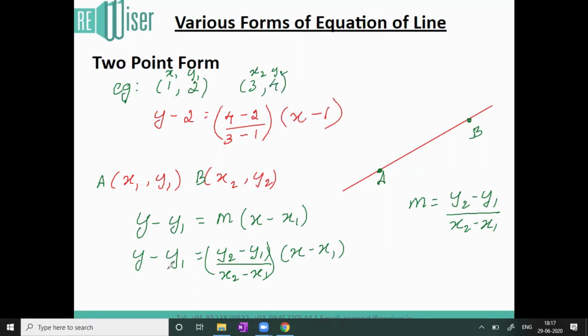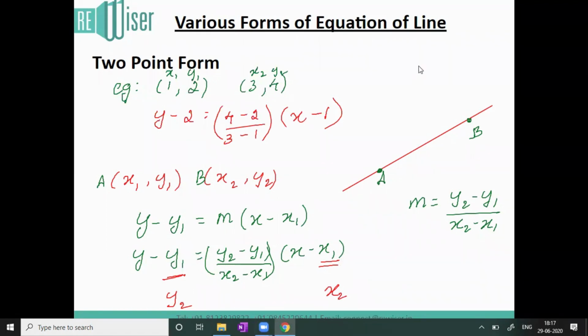It is not necessary that you have to use x1 and y1. Instead of y1 and x1, you can also use y2 and x2. You can use any point. So this is what is known as the 2 point form.